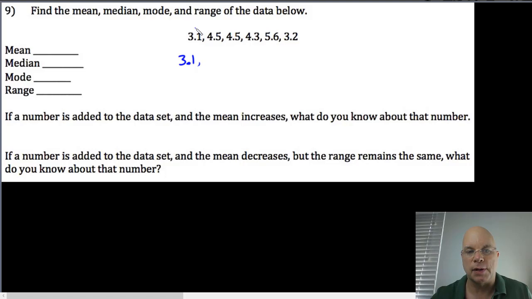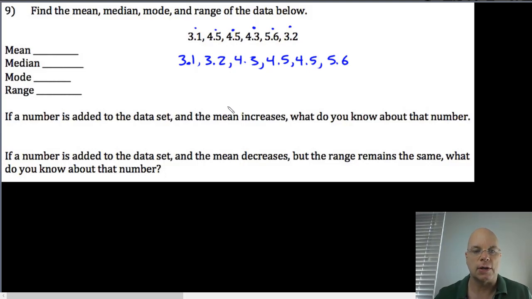And as I place each one, I'm going to put a little dot over it so I know that I already used it. The next largest would be 3.2, 3 2/10, and then next would be 4 3/10. And then I have 4 5/10 occurring twice, so that's my mode, because it's the only data that occurs more than once. And finally 5 6/10. And to be extra thorough, I'm going to count 1, 2, 3, 4, 5, 6 numbers in my arranged data set, and 1, 2, 3, 4, 5, 6 numbers in my original data set, so I know I got them all.